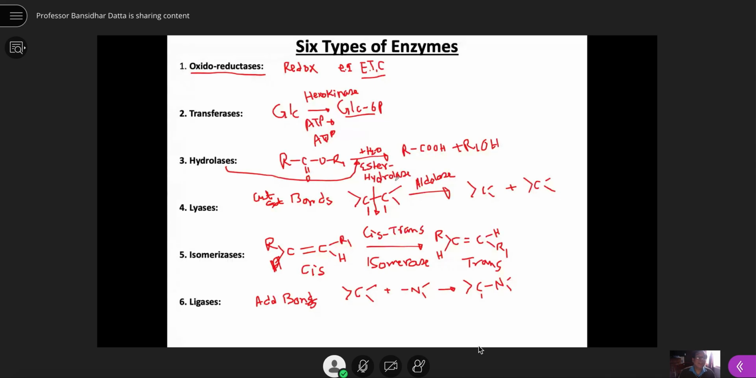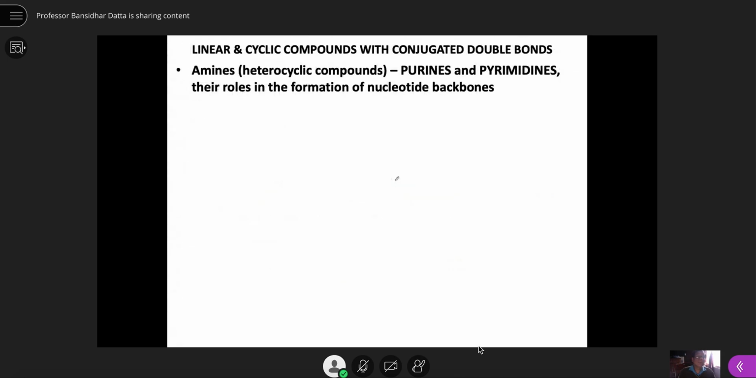All right. If not, then we are going to go to cyclic and linear conjugated double bond compounds, compounds with conjugated double bonds. Those are basically known as heterocyclic compounds. There are many types of heterocyclic compounds. We need to know only 2 different classes. One is called purines, the other one is pyrimidines. Purines and pyrimidines.